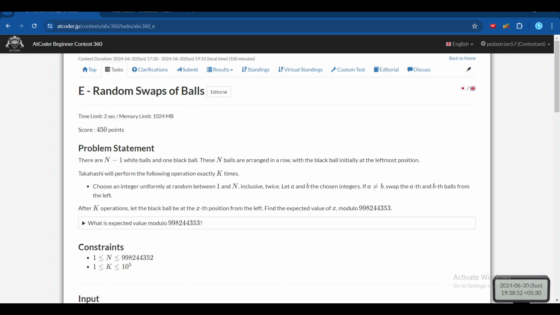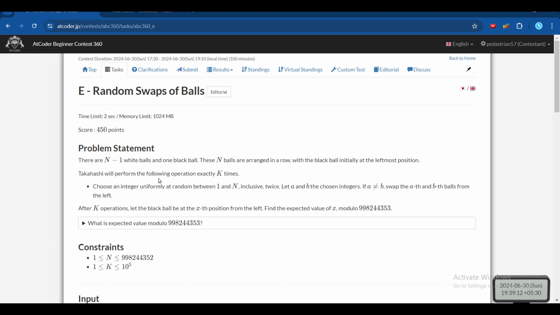Hello everyone. Today I am going to discuss the fifth problem of AtCoder Beginner Contest 360, which is Random Swap of Balls. We are given N minus 1 white balls and 1 black ball. These balls are arranged in a row, with the first, or leftmost, ball being the black ball.